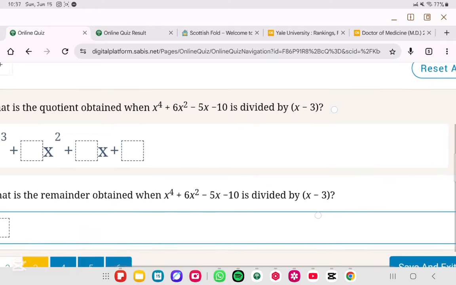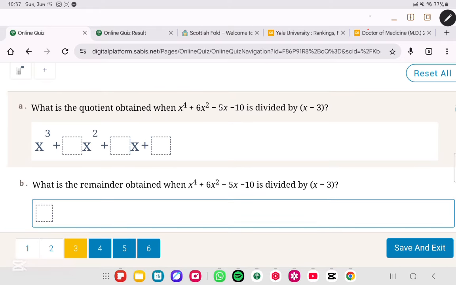What is the quotient obtained when x to the power of 4 is divided by this? So let us try. First of all, you're going to make this equal to 0. So x minus 3 is equal to 0. x is equal to 3. Okay? Then you're going to take this. You're going to take the first digit.